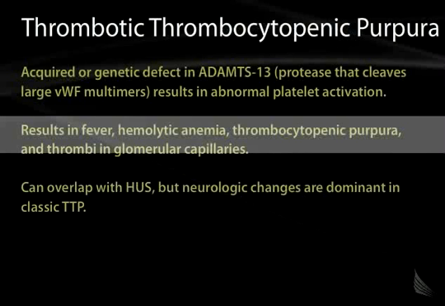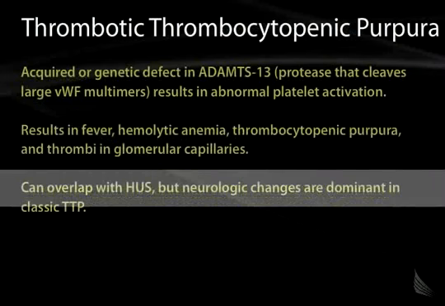Now, you can see that many of these features overlap with hemolytic uremic syndrome, but the neurologic changes are more common in TTP, and the renal changes are less common relative to HUS, where you have less prominent neurologic features and more prominent renal features.